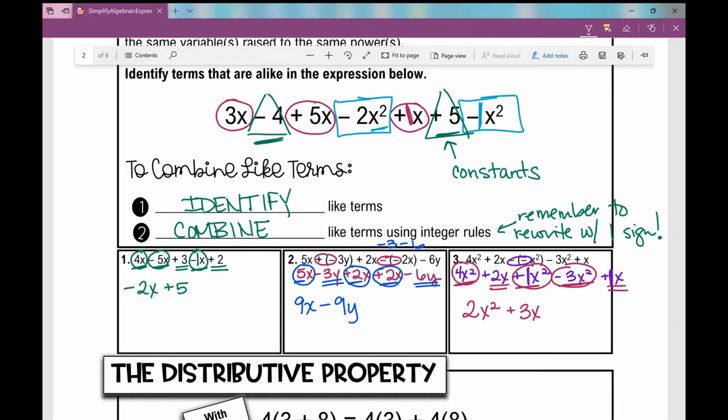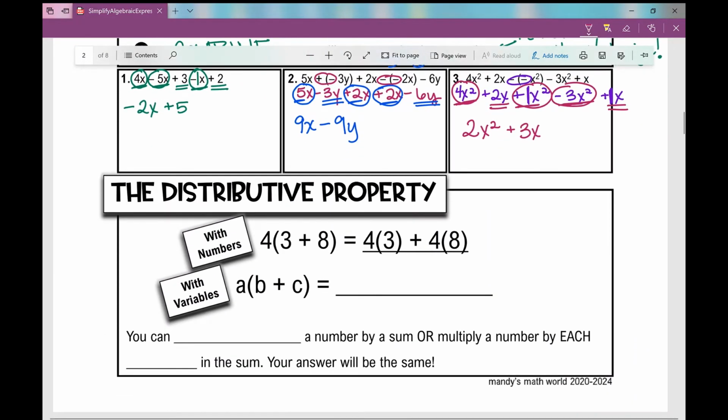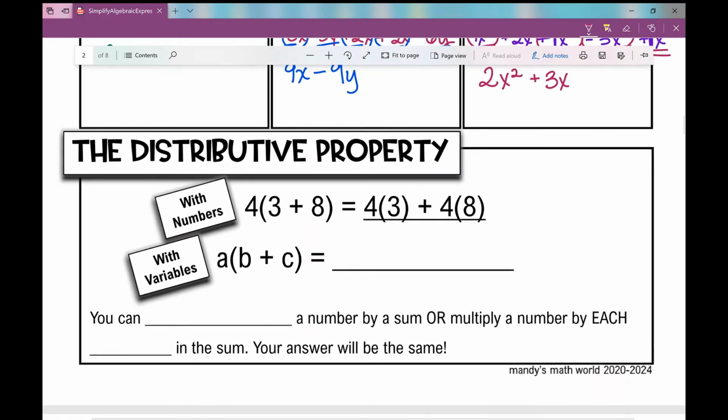Let's move on to the distributive property. So the distributive property states that when I have a sum or a difference in parentheses and I've got a number or a term right up next to it, I can multiply. This always confuses students. It helps to just show examples, but I want to have this written. You can multiply a number by a sum, or you can multiply a number by each term in the sum.